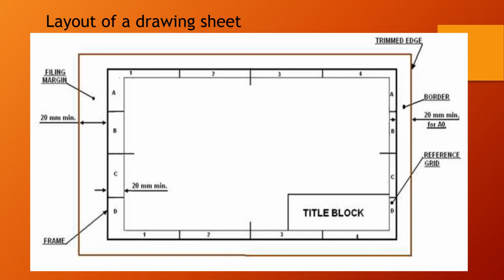That is the reference grid. This one is the title block, which I discussed in the previous slides. The title block includes the drawing name and the title, the materials used, and which symbols they are using; you have to write these in the title block. Okay, these thick lines should be 20 millimeters, that is the frame. Yes, the filing frame.